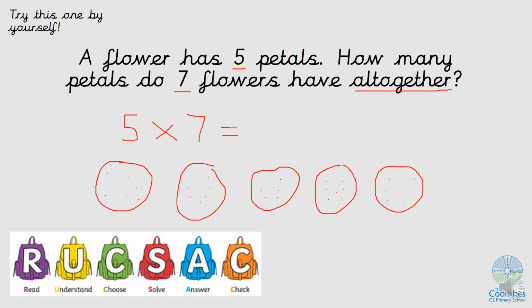Right, let's count those up. So in the first bubble, I've got 7, 8, 9, 10, 11, 12, 13, 14, 15, 16, 17, 18, 19, 20, 21, 22, 23, 24, 25, 26, 27, 28, 29, 30, 31, 32, 33, 34, 35. I have 35 altogether. So well done if you got that correct.